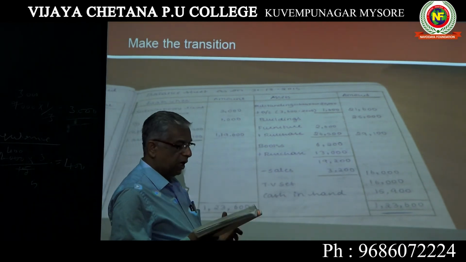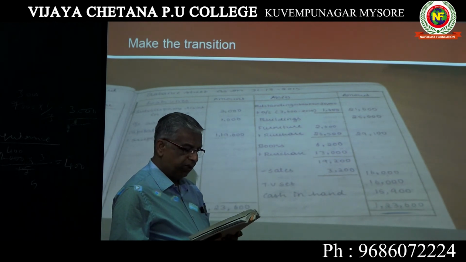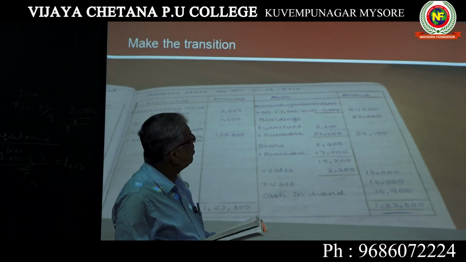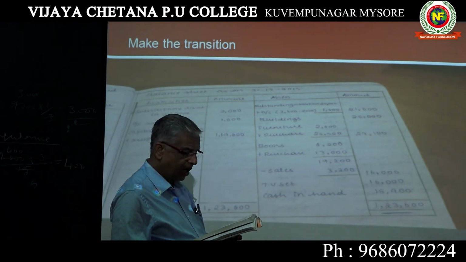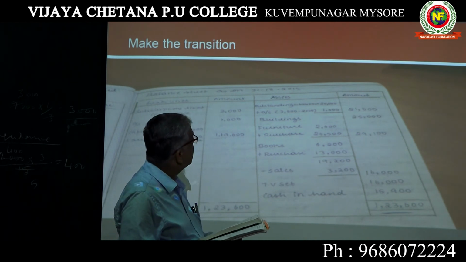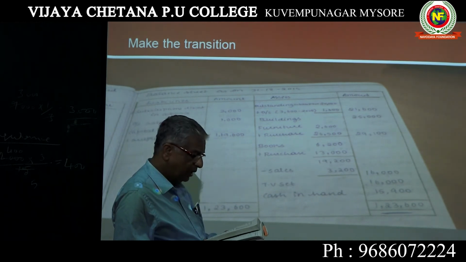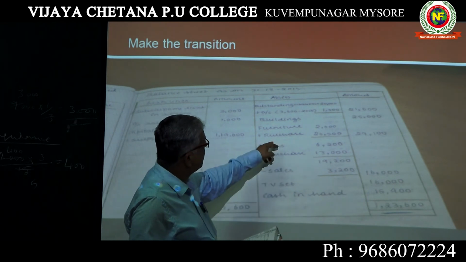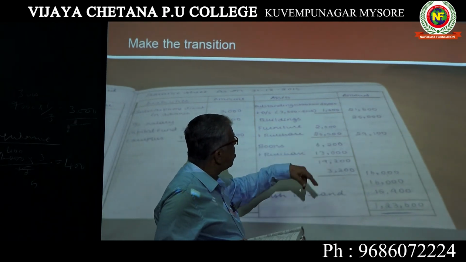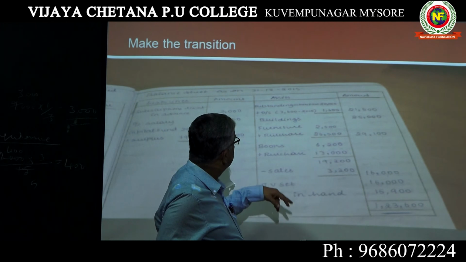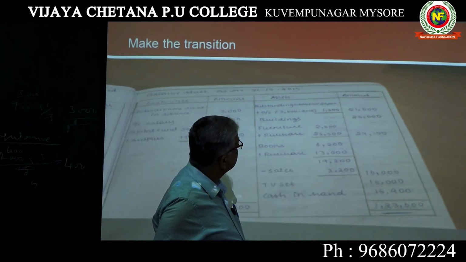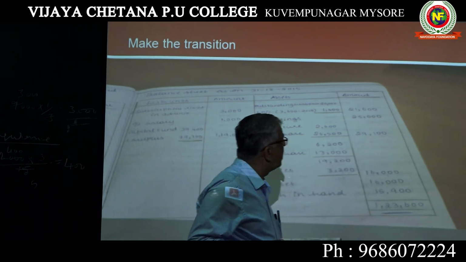Then building. In the problem itself, he has given building 25,000 rupees. No depreciation. Directly you can take this in the outer column. And then furniture, 2,600. And to that we have purchased furniture for the current year, 26,500. So you have to add this. If you add this, 26,500 plus 2,600 comes to 29,100.